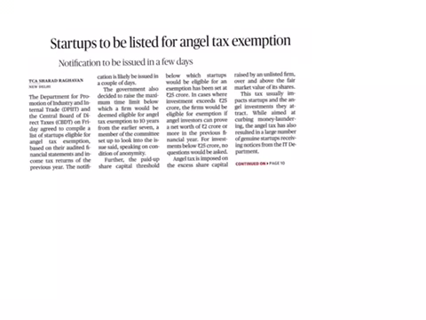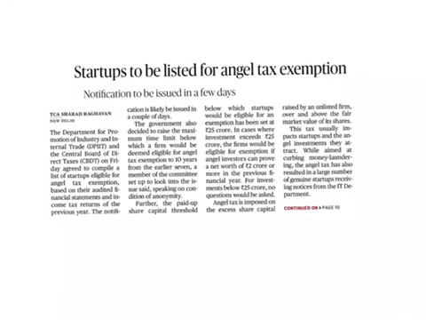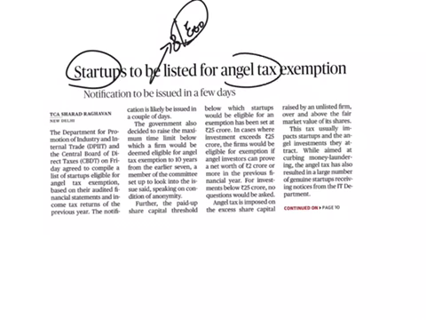The next article is startups to be listed for angel tax exemption. This article comes under GS paper 3 under the topic of economy. In this week, we have seen twice what these startups are, what this angel tax is, how this angel tax will be calculated and what new rules were proposed under it.